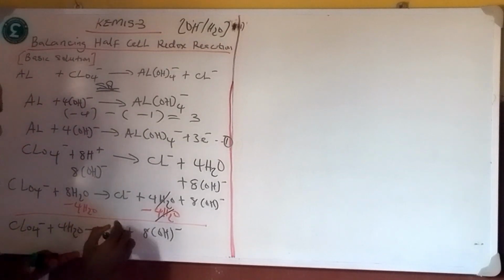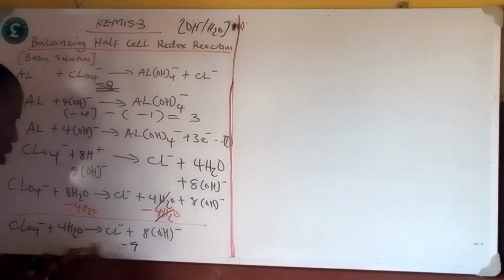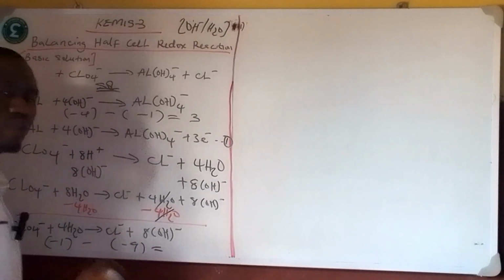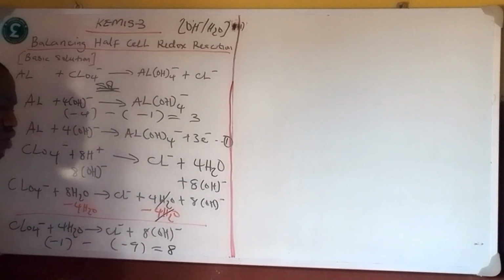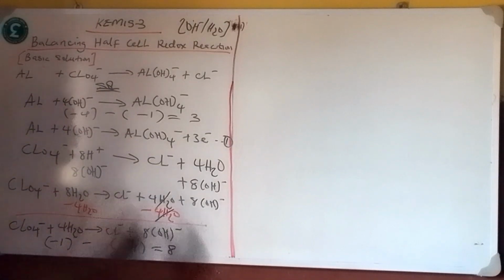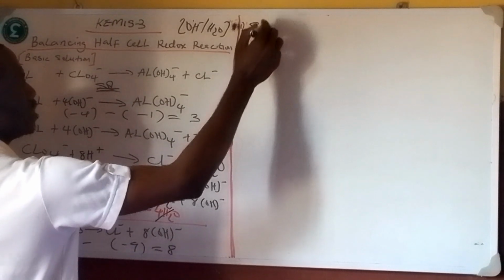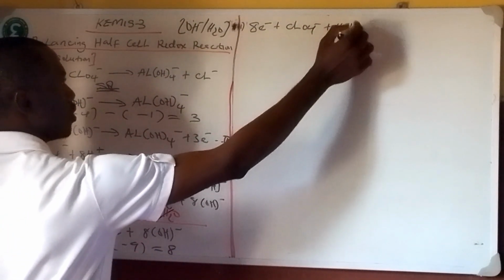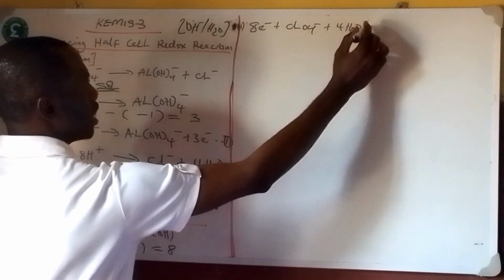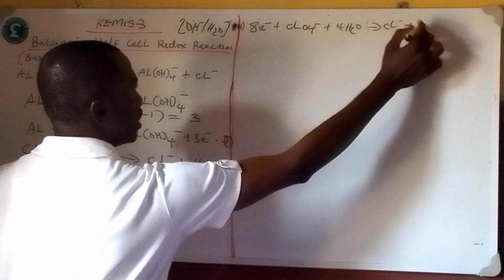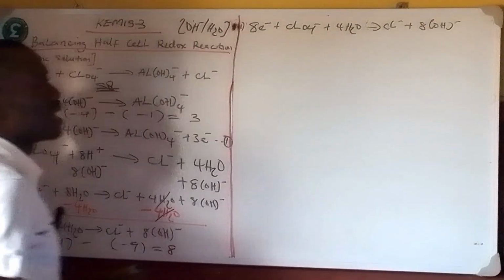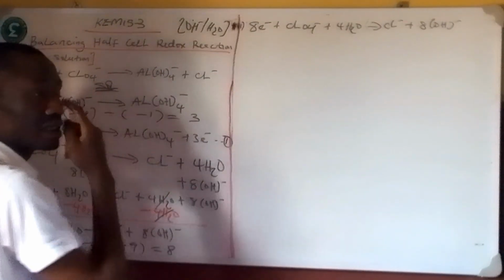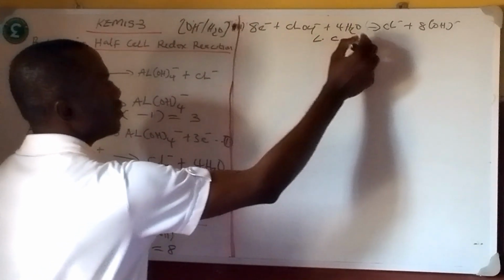Over here, I have -8 charge plus -1 charge, which is -9. Over here, I have a -1 charge. What is the difference between -1 minus -9? If you press your calculator, that should give you 8. Now I'm going to add these 8 electrons to the side with the highest charge. -1 is greater than -9. So I have 8 electrons plus perchlorate plus 4H2O gives me chlorine plus 8 hydroxyl. Now I can see that the atoms and the ions are balanced, because -1 minus 8 is -9. Let's call this equation 2.